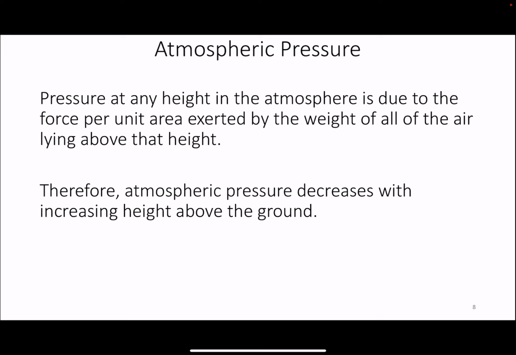So the definition of atmospheric pressure is it's the pressure that you experience at any height in the atmosphere due to the force per unit area exerted by the weight of all of the air lying above that height. So the way I always think of it is that when you're standing on the surface of the Earth, you've got the entire atmosphere weighing down on you. If you could take an imaginary elevator up a couple of kilometers, you would have less of the atmosphere weighing down on your head, and so there's less pressure at that height than there is at the surface. So atmospheric pressure continuously decreases with increasing height above the ground. And that's why, of course, we don't have any inversions in the pressure profile like we do in the temperature profile.